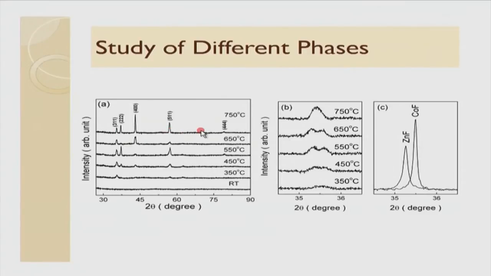Eventually you have to index and find out what the planes are from which these reflections are coming. The important thing here is that you are getting a mixture of two different phases, which we call zinc ferrite and cobalt ferrite. You can see a small splitting on this X-ray diffracted beam, which actually refers to these two phases present. It's just to give you an idea of how X-ray diffraction patterns look.